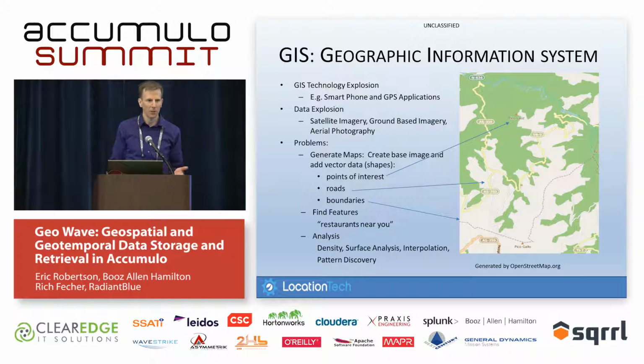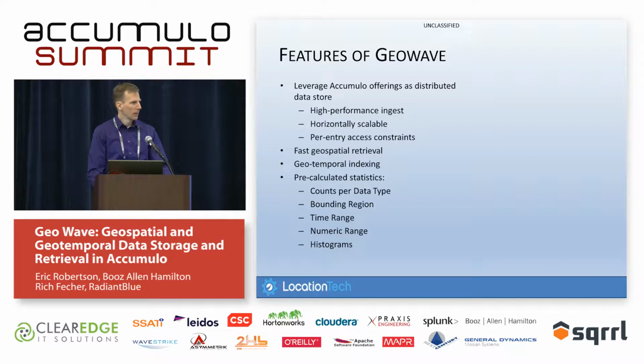The general problem is that GIS is ubiquitous now. It's everywhere: smartphones, GPS applications. The idea is you have a general map, and you're overlaying points of interest on that map. Points of interest are vectors: things like points, roads, boundaries. A question you might ask is, find me restaurants near me, or narrow down a specific space and show me what's in this area, broken out by different criteria. And we have a ballooning set of analytics we want to do on spatial data, including density-based analysis and pattern discovery.